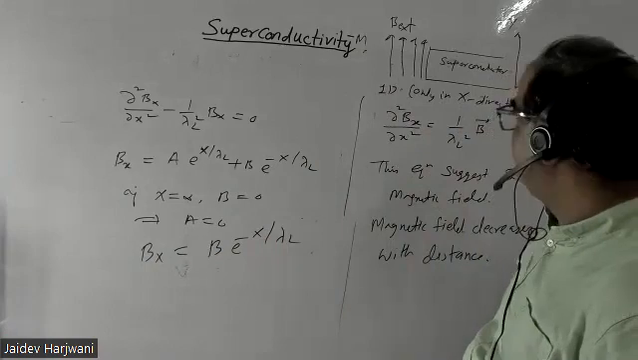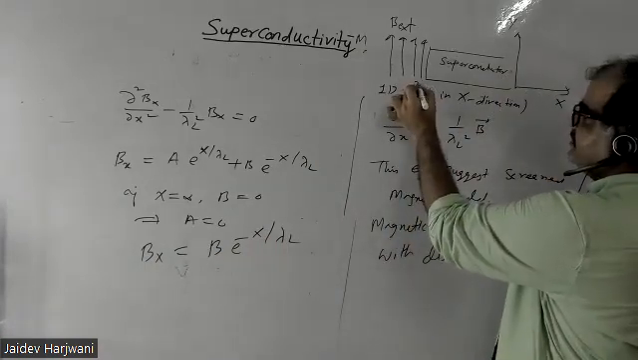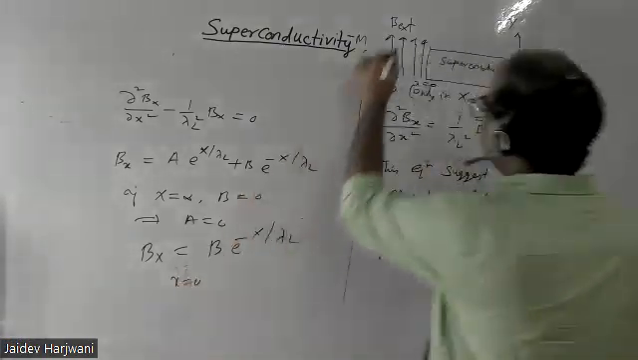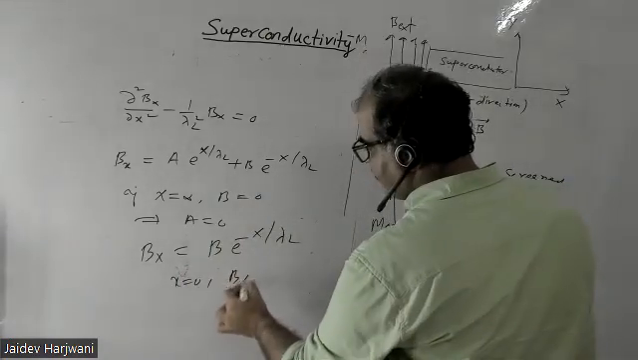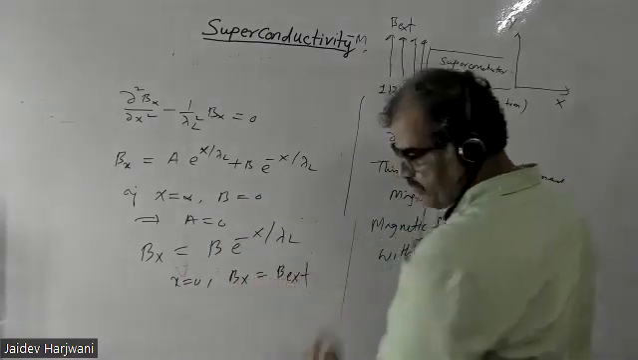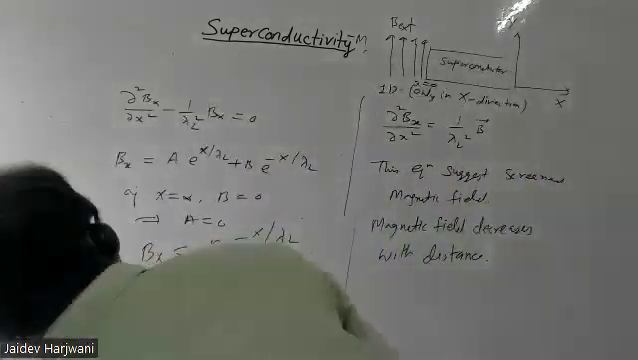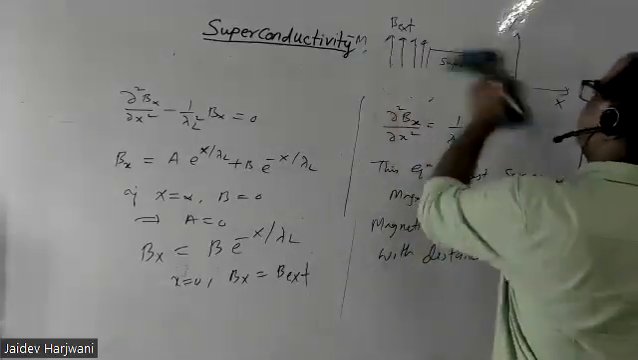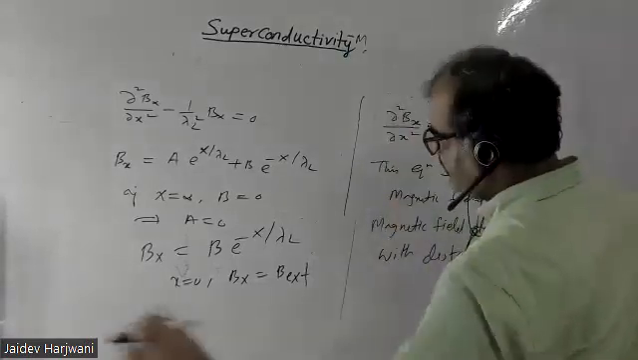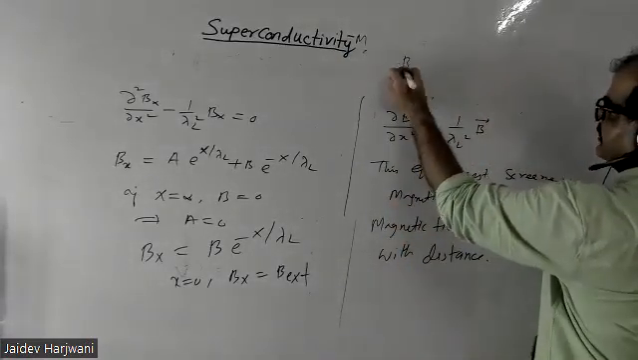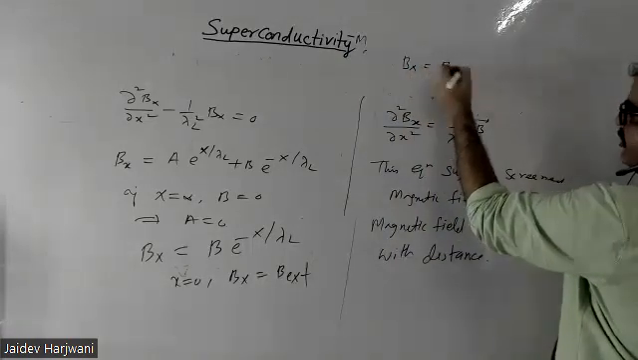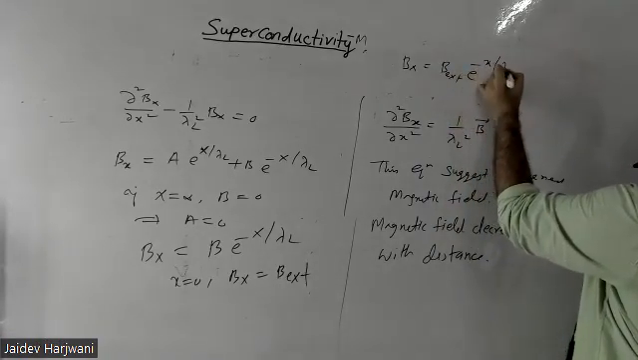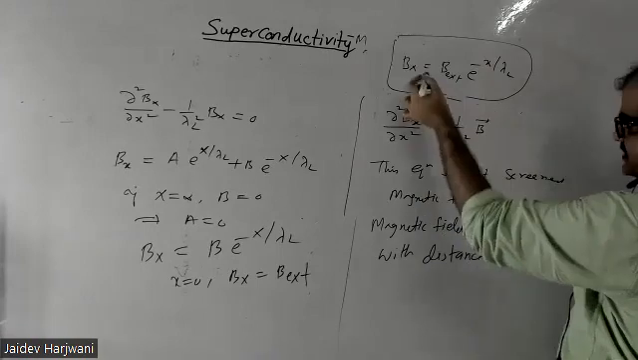Now, suppose this is my x zero. At x equal to zero, this is my B external. My B(x) is what? B external. So if I put these boundary conditions, I can write the solution of this equation. The solution is given by B(x) equal to B external, or you can write B naught also, B external e^(-x/λ_L). So that's this equation.